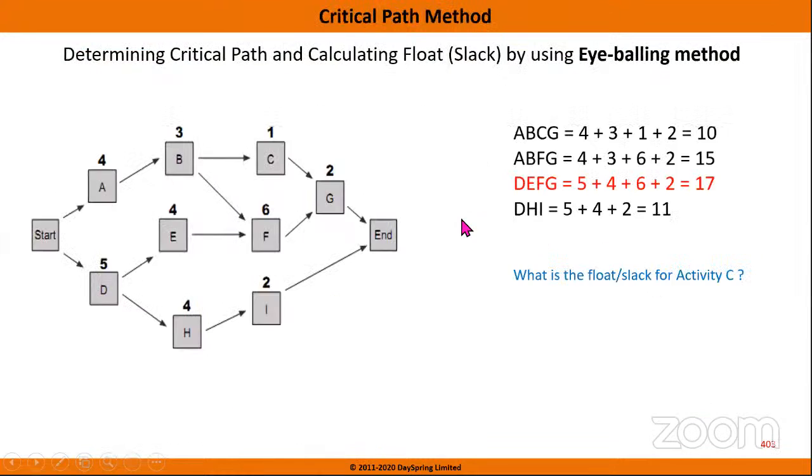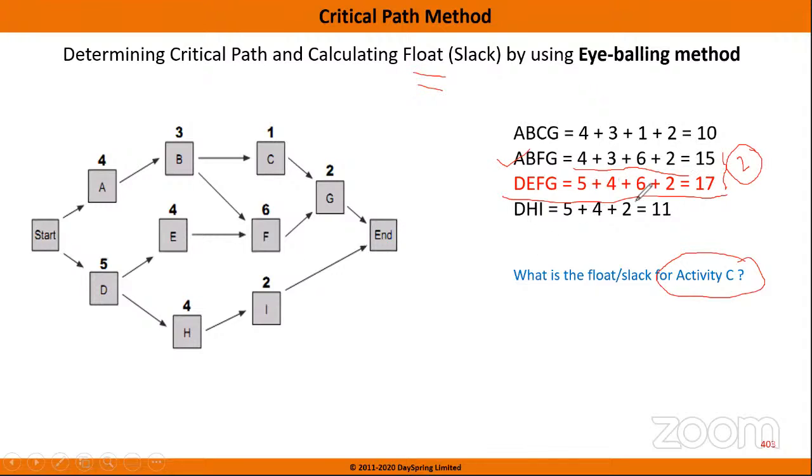If we calculate here, let me calculate from here. How do you calculate float for, say, activity C? The longest path is 17. Next longest path is which one? This one, right? So if I deduct 15 from 17, what are we getting? 2 days. That means in this path, for some activities, 2 days of slack or float is there. That means if you delay some tasks of this path by 2 days, it will not have any impact on the project end date.